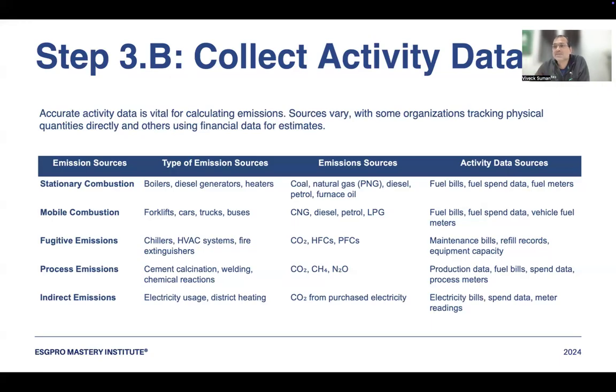How many of those have expired at the year end? That much of quantity. Process emissions, similar. Production data, fuel bill, spend data, process meters, etc. can be calculated. Indirect emission, of course, you have electricity bill, spend data. These are the activity data sources. So two things we have learned here: source and what exactly you take out from the source.